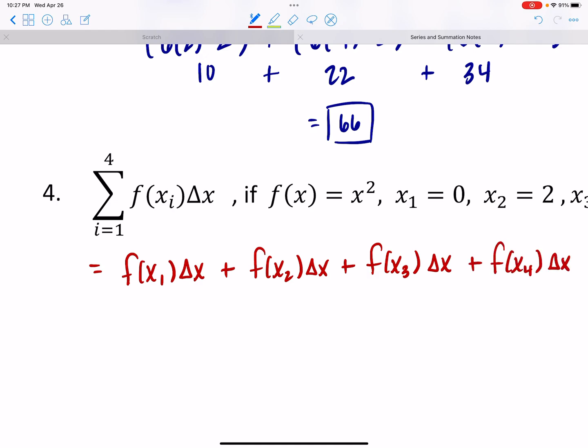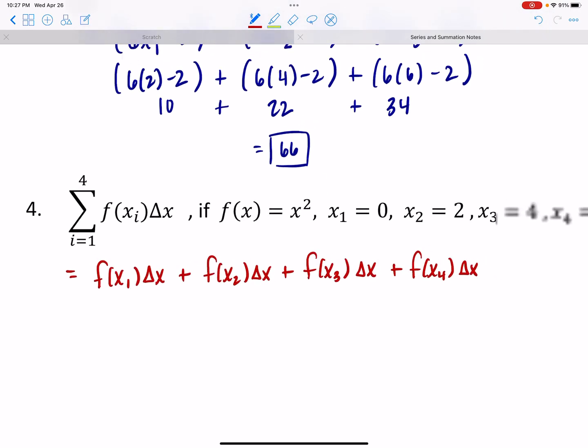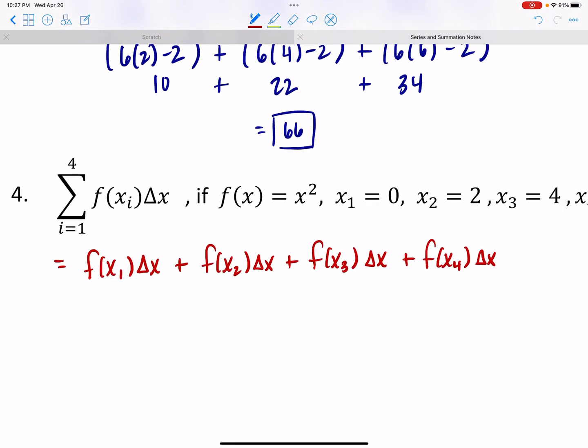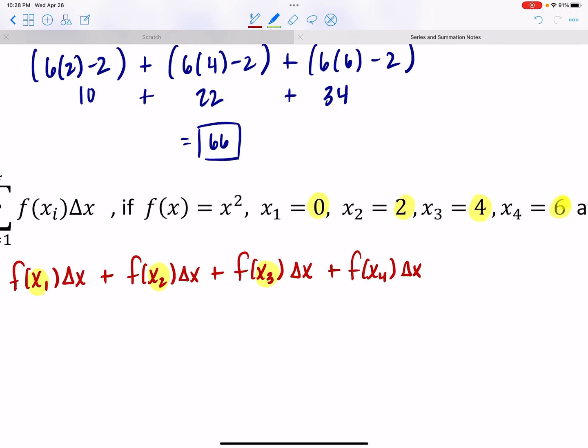So just rewriting this 4 times, replacing i with everything from 1 to 4. Okay? And now we can do a little bit of evaluating because it gives me a whole bunch of information here. So we have f of x equal to x squared, but I'm going to deal with that in a minute. Now, for my next step, I'm going to replace x sub 1 with what it's equal to, replace x sub 2 with what it's equal to, replace x sub 3 with what it's equal to, and replace x sub 4 with what it's equal to.